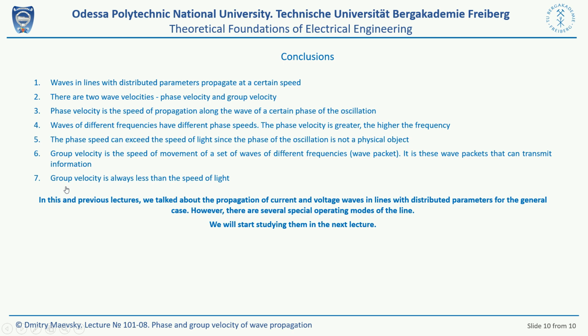Group velocity is the speed of movement of a set of waves of different frequencies, a so-called wave packet. It is these wave packets that can transmit information. The group velocity is always less than the speed of light.